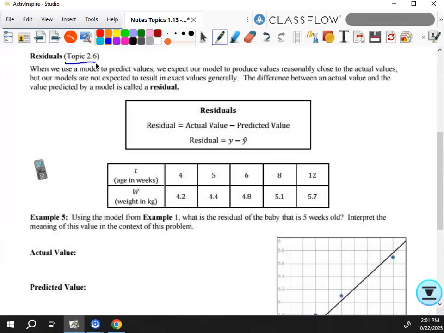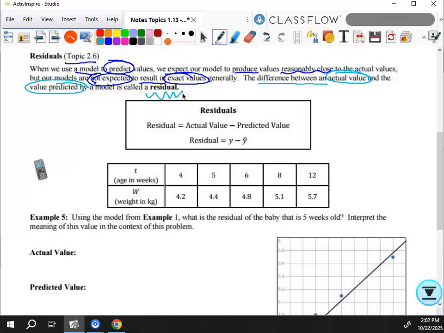So when we use a model to predict values, we expect our model to produce values reasonably close. That's the whole reason we use it to predict, right? But our models are not expected to result in exact values, generally. It's real world stuff, so it's probably not going to be exact. What a residual is, it's the difference between the actual value and the value predicted by the model. That's your residual.